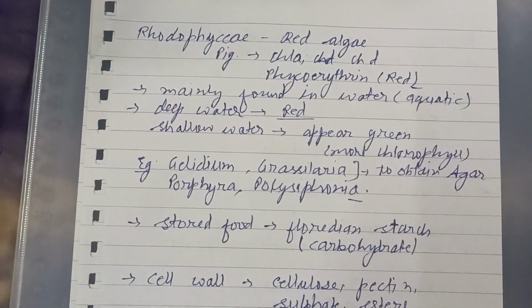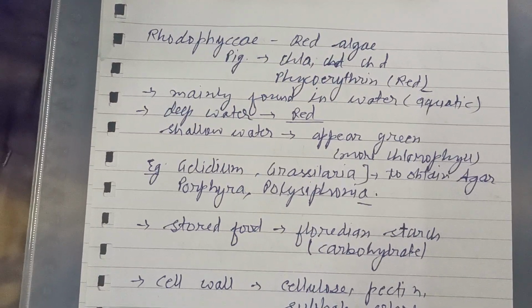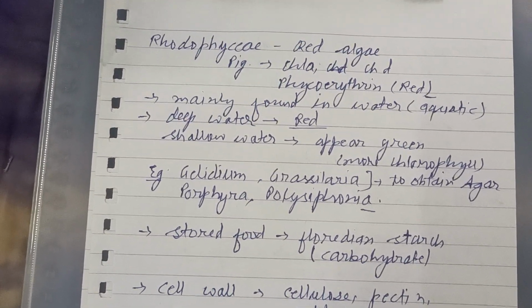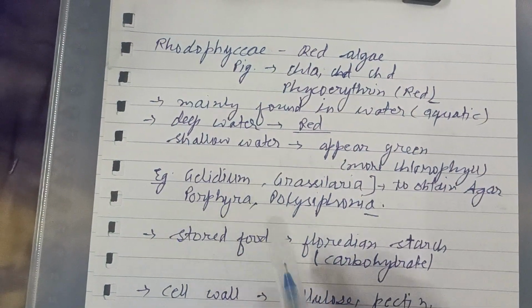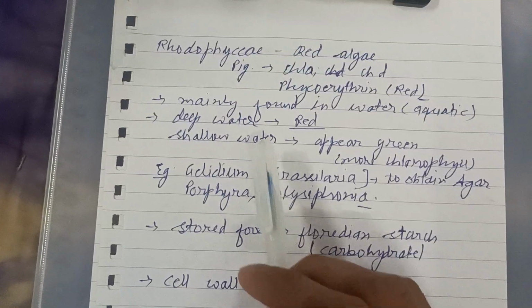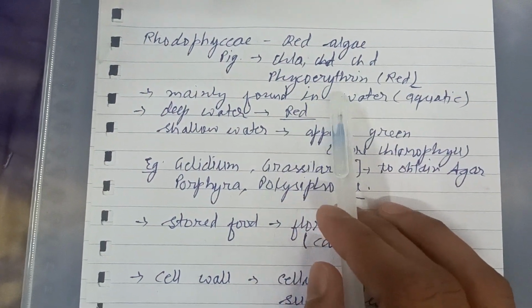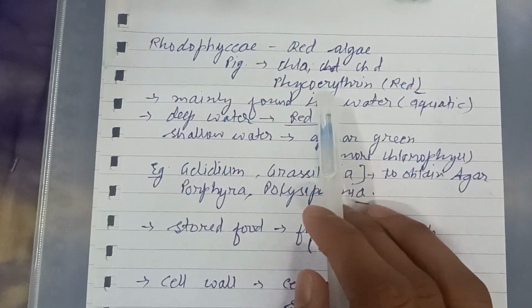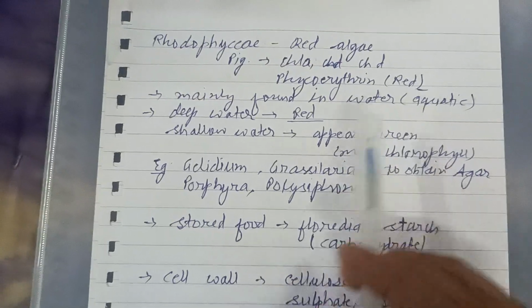Alright guys, so far we have studied plant classification and then we have studied green algae. Now let's come to the Rhodophyceae, which is also known as red algae. You can see the main dominant pigments present in Rhodophyceae are chlorophyll a and chlorophyll d, and phycoerythrin is the main dominant pigment in Rhodophyceae which gives its red appearance.